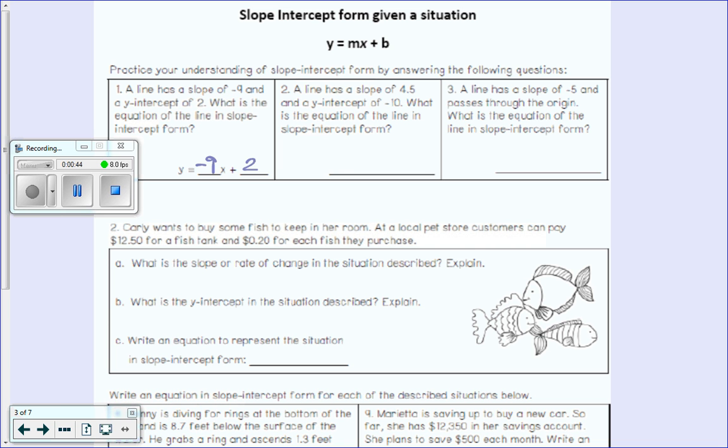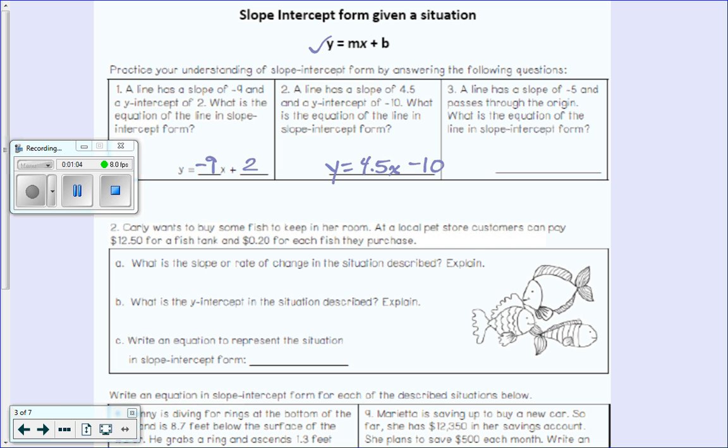Number 2, a line has a slope of 4.5 and a y-intercept of -10. How can we write that in slope-intercept form? Good. Plus -10 or minus. Either one is fine.